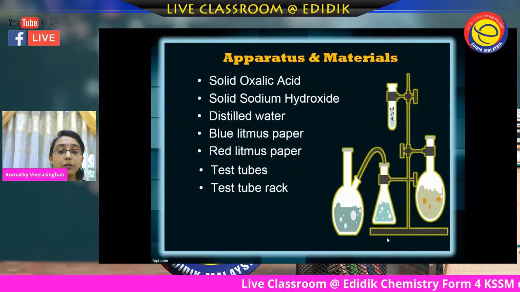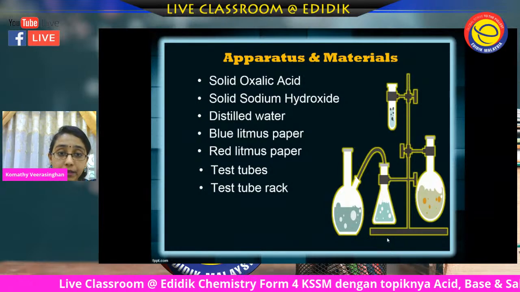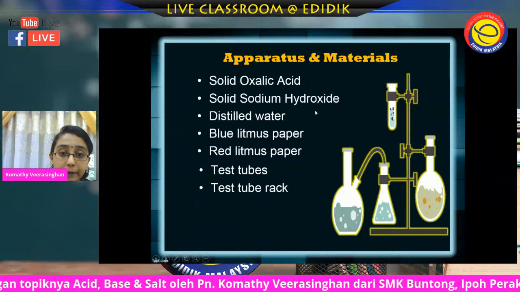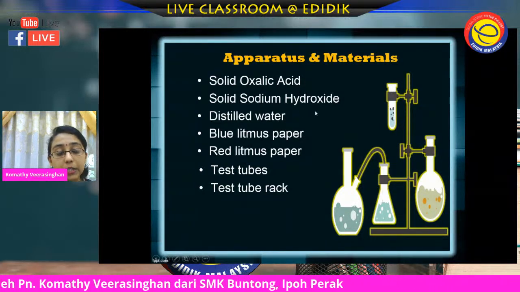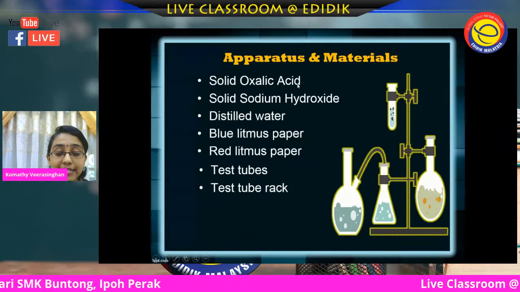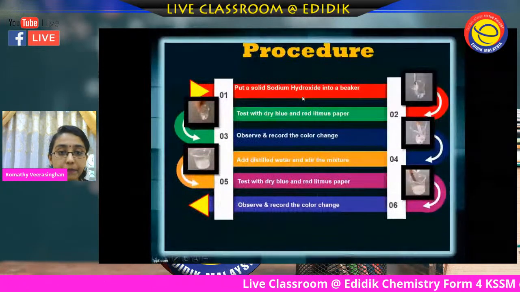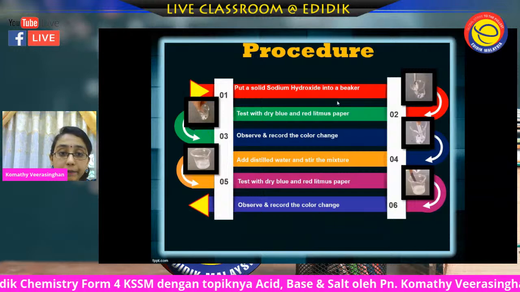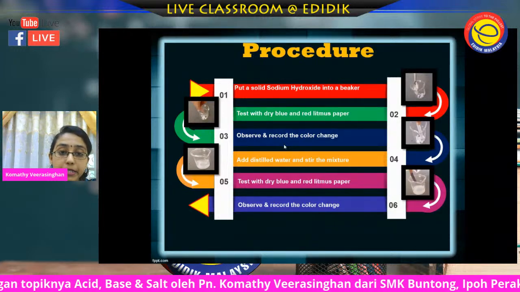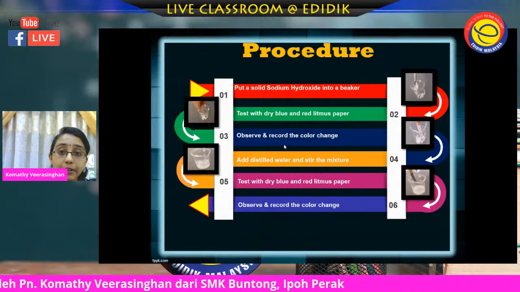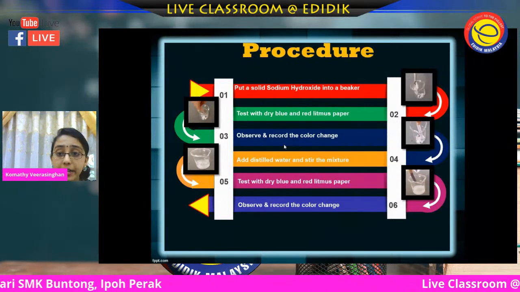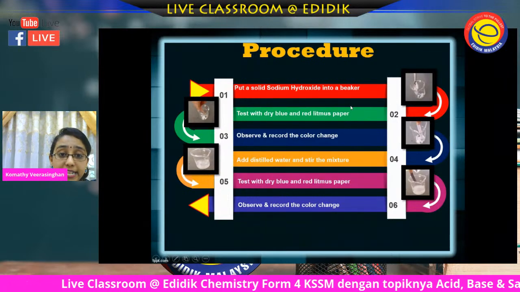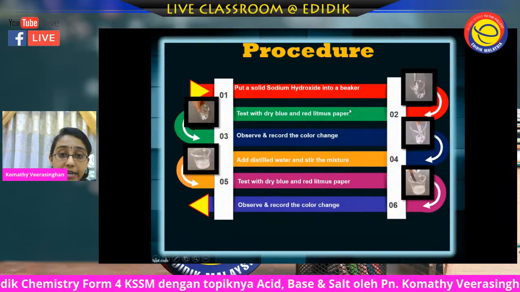Now, we're going to do a short investigation using solid oxalic acid and solid sodium hydroxide to study the role of water in showing their acidic and alkaline properties. During this investigation, you take a beaker. Let's say I explain to you here about sodium hydroxide. You take solid sodium hydroxide and put it into a beaker. You can see my diagram here. You place it in a beaker, then you test with dry blue and red litmus paper.